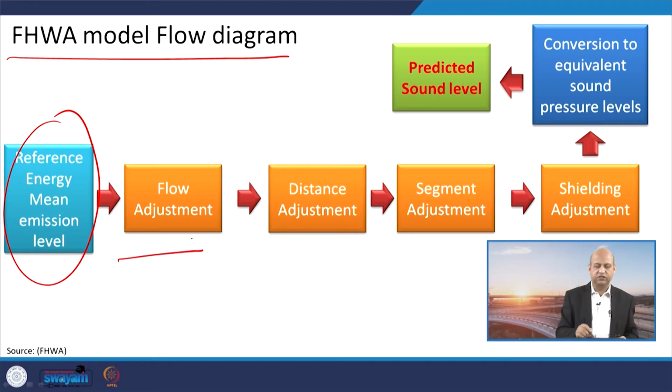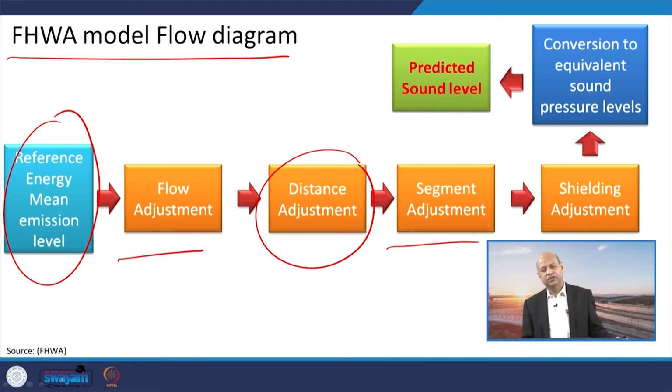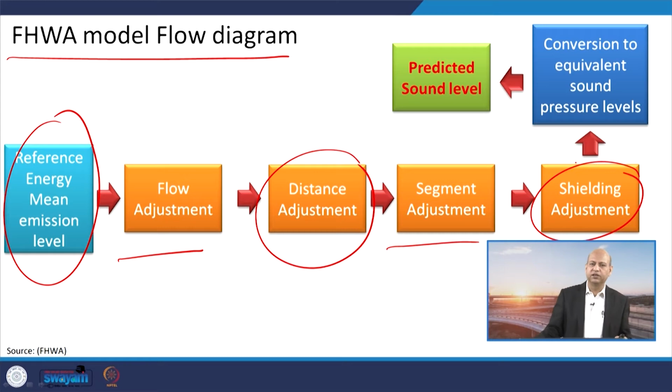Then the flow adjustment we have to do because of things like wind velocity, direction, all those things. Distance related adjustment also we have to do, because as you go away, noise decreases. And then segment adjustment depending upon the topography and other kinds of features. And shielding adjustments means if you are using some sort of noise barrier or some other kind of technique, then those kinds of adjustments have to be made, or like earplugs, those kinds of things.